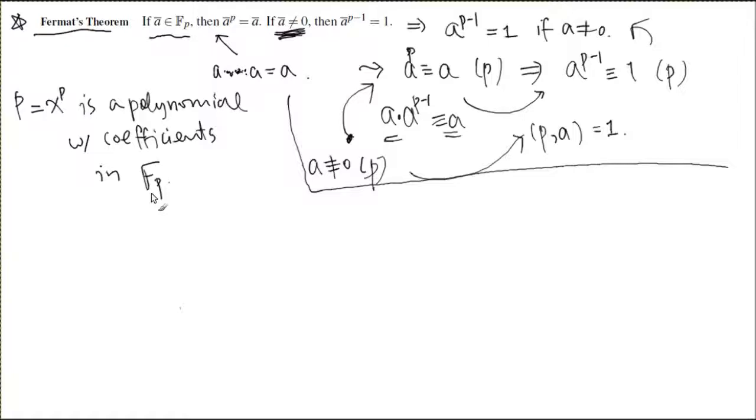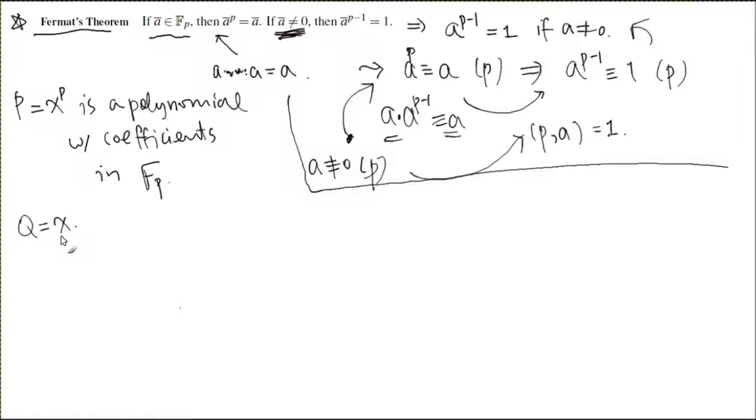Q, Z, R, and C, those are big. They're infinitely many numbers. We only have p numbers here. That's what this Fp is, right? So 1 times x to the p, where the 1 in front of x to the p is the 1 in the finite field. And the other polynomial is x.